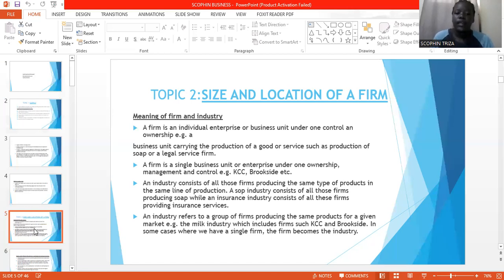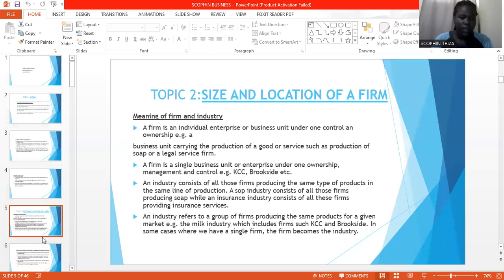etc. An industry consists of all those firms producing the same type of product in the same line of production. A soap industry consists of all the firms producing soap, while the insurance industry consists of all the firms producing insurance services. An industry refers to a group of firms producing the same product for a given market, e.g., the milk industry, which includes farms like KCC and Brookside. In some cases, where we have a single firm, the firm becomes the industry.